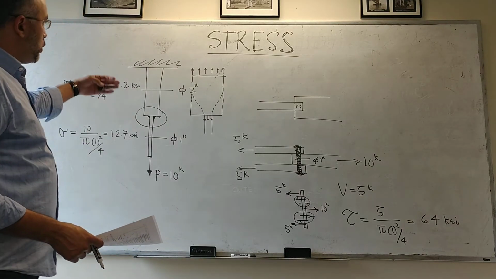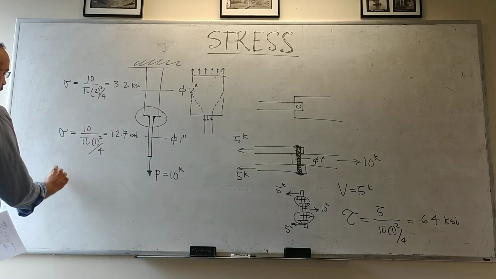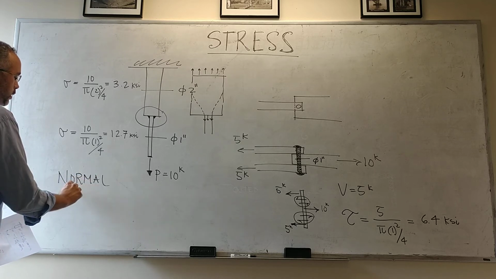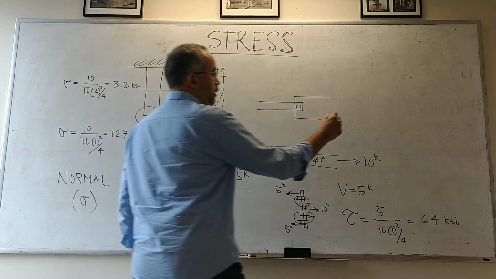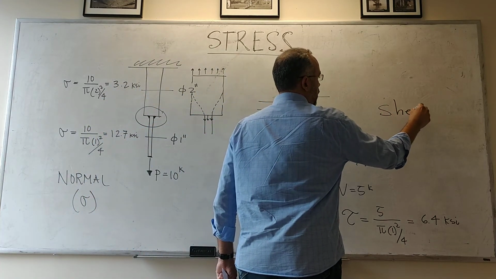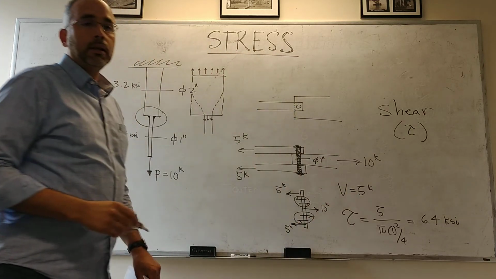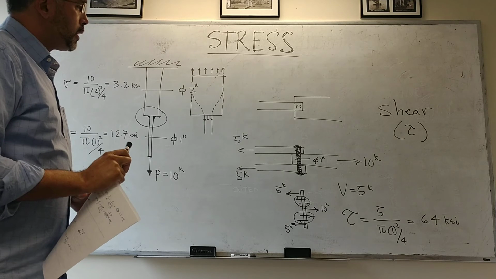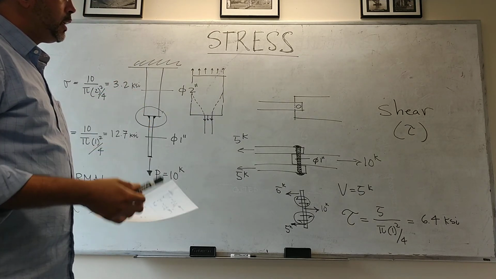Straightforward. So normal stress, again, is when the force is acting perpendicular or normal to the surface. Shear stress is when the force is acting parallel to the surface. And in both cases, you divide the force by the area to obtain the average mean stress.